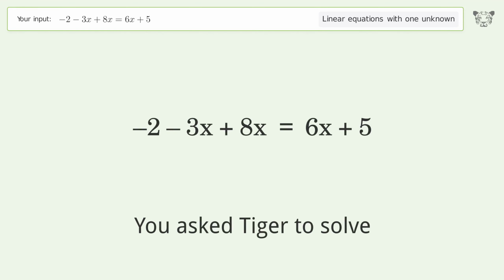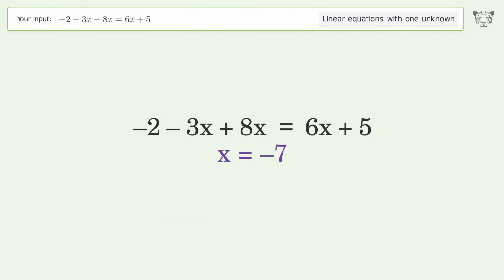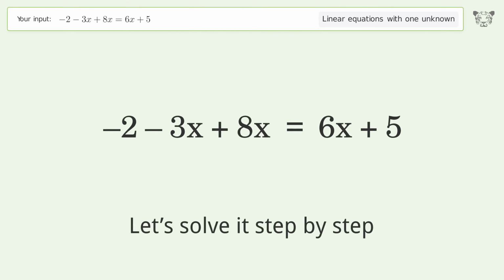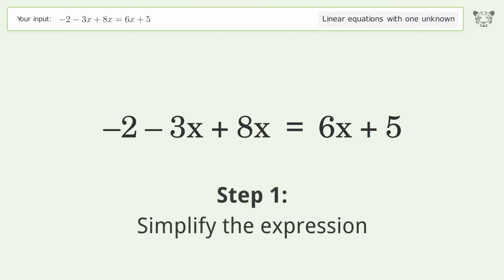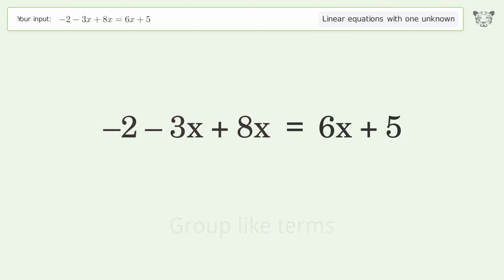You ask Tiger to solve this. This deals with linear equations with one unknown. The final result is x equals -7. Let's solve it step by step. Simplify the expression. Group like terms.